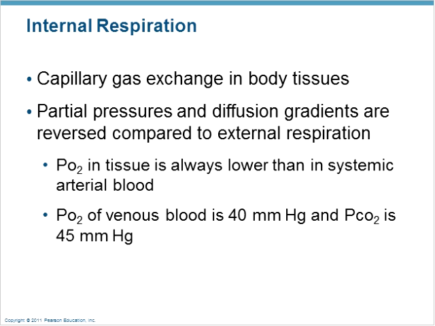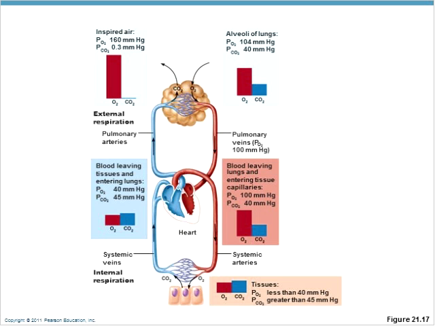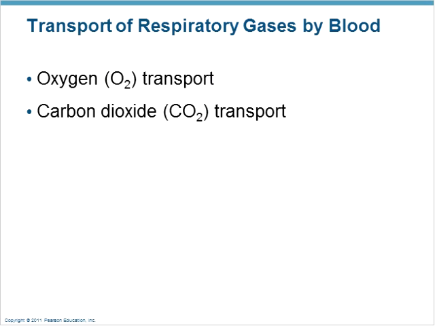That means that the partial pressure and diffusion gradients are reversed compared to external respiration. That is, PO2 in the tissue is always lower than the systemic arterial blood, which forces the oxygen across the artery into the tissue. It tries to equalize that pressure. PO2 of venous blood is 40 millimeters of mercury and PCO2 is 45 millimeters of mercury. And that gives you that same view. We're just looking at that same chart.